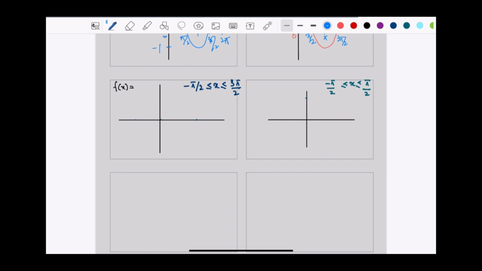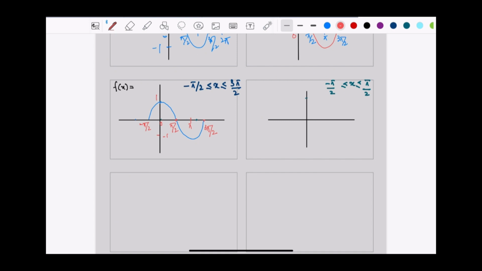Now for this section, -pi till 3 pi over 2. From 0 to 3 pi over 2, we already know that it's going to be like this until here. Now after that, it's going to be like this. So this here is minus pi over 2, 0. This is pi over 2. This is pi. This value here is 3 pi over 2. So 1 till -1.